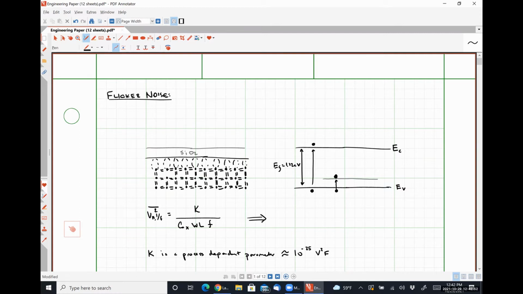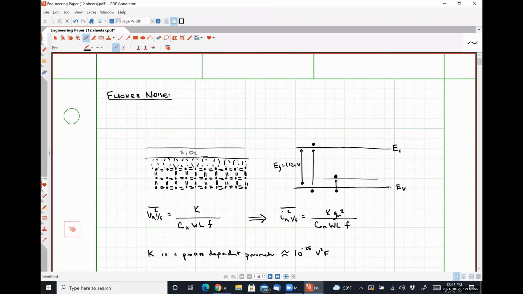As a quick aside, we can model this noise voltage spectral density as a noise current spectral density, In squared 1 over F, by simply multiplying our voltage by the transconductance squared, right? So the transconductance converts that voltage into a current, and then we square it because we have a voltage squared that's being converted into current squared. So that's just going to look like K gm squared divided by Cox WL times F.